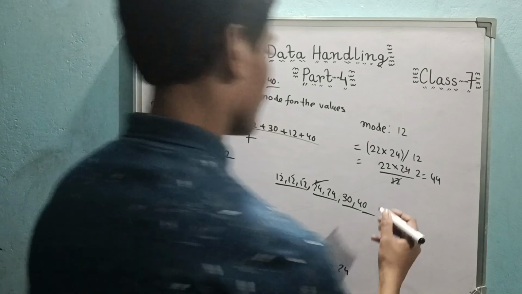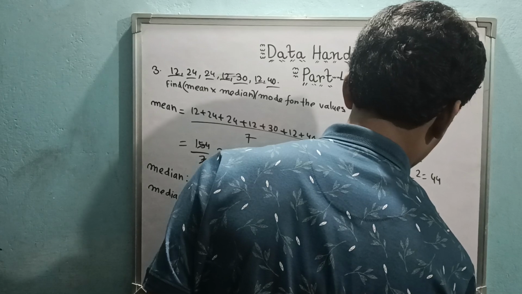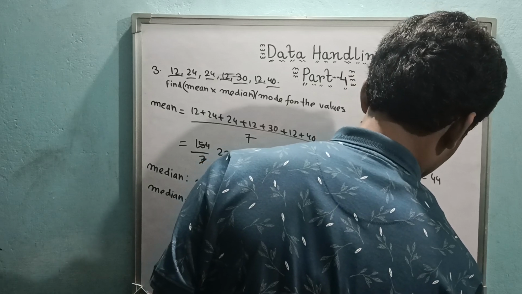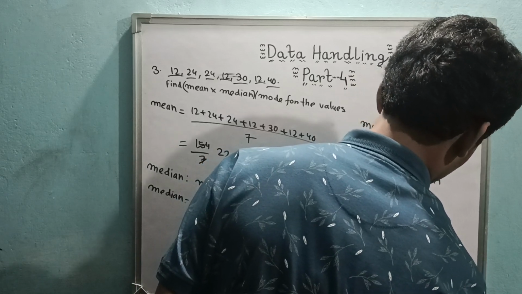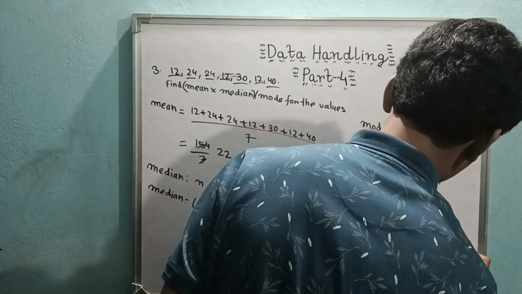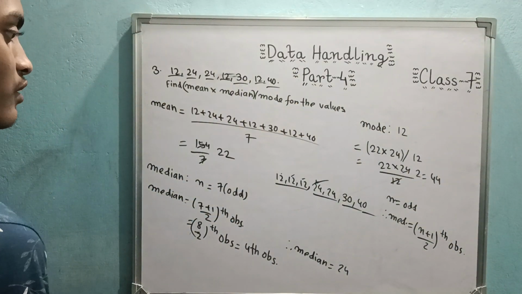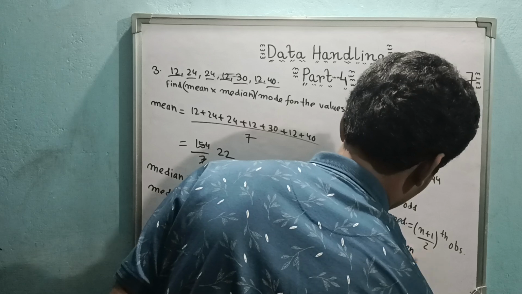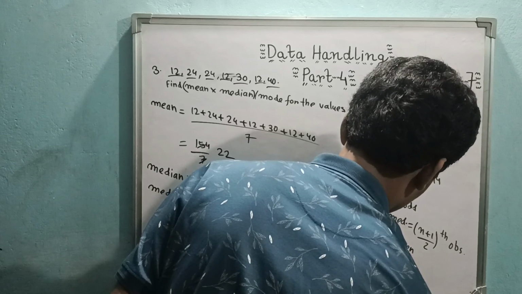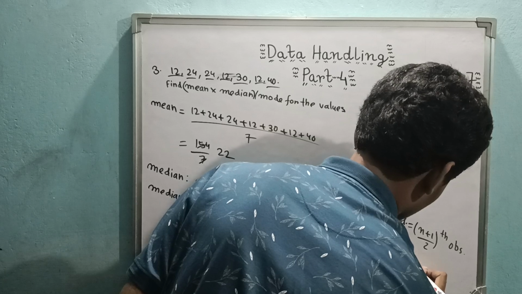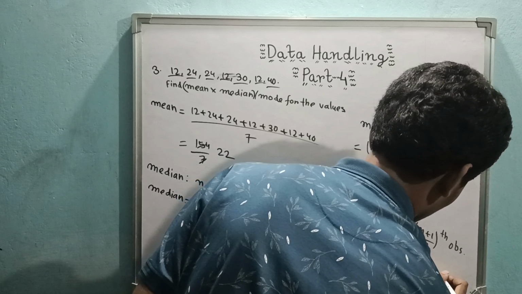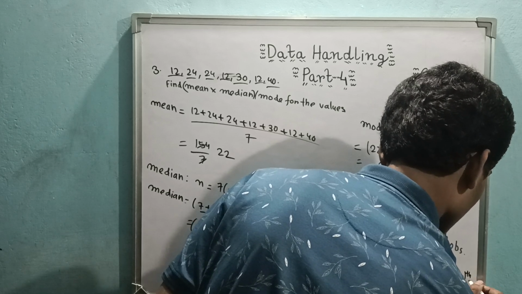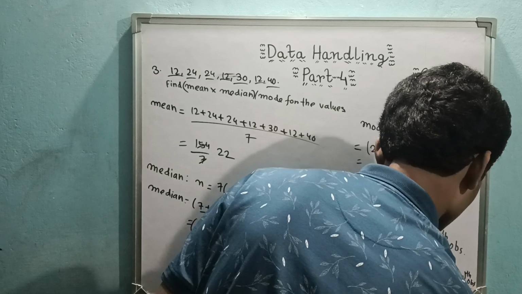So coming to median, I'm just writing the formulas. When n is odd, median is the (n plus 1) by 2th observation. And always arrange the data values in ascending order first before calculating the median. When n is even, my median equals the n by 2th observation plus the (n by 2 plus 1)th observation, whole divided by 2.